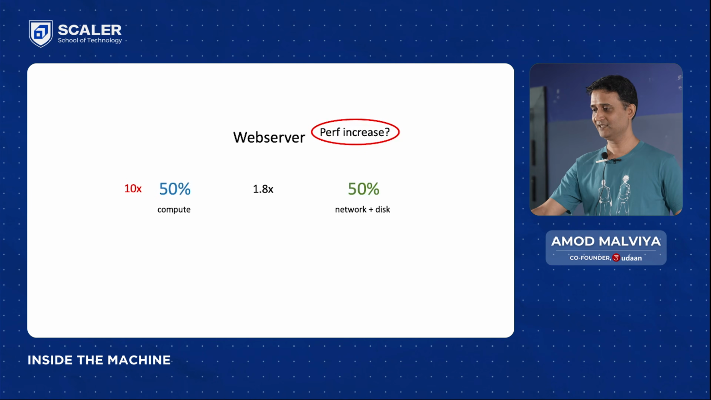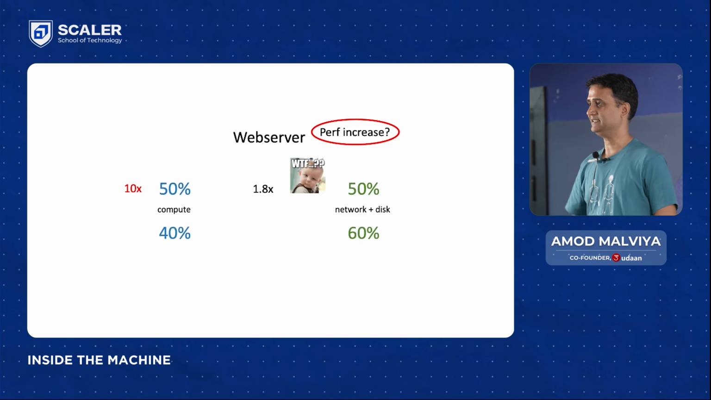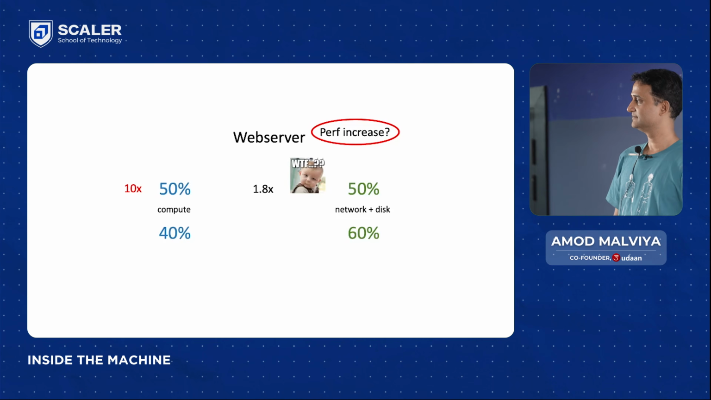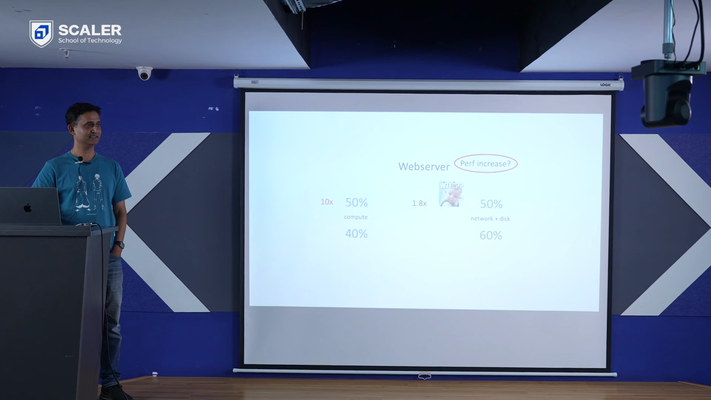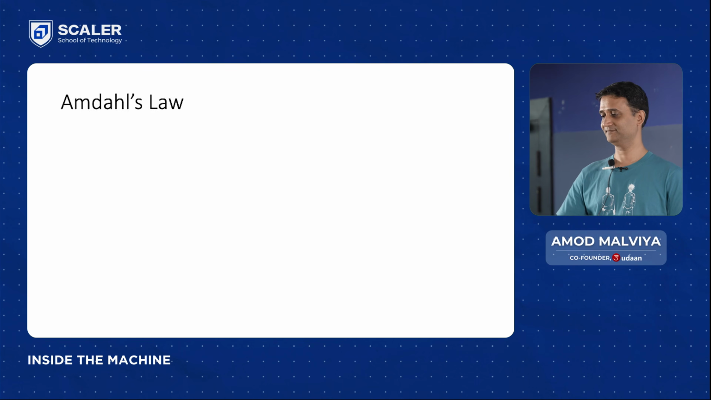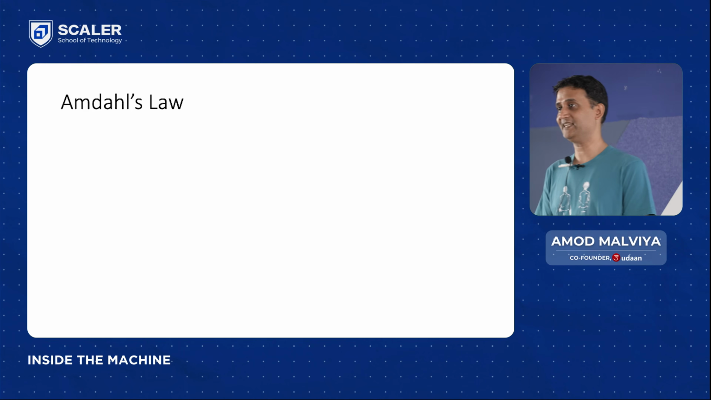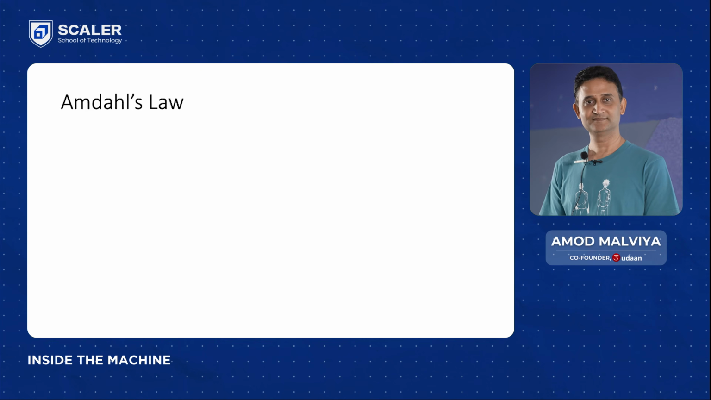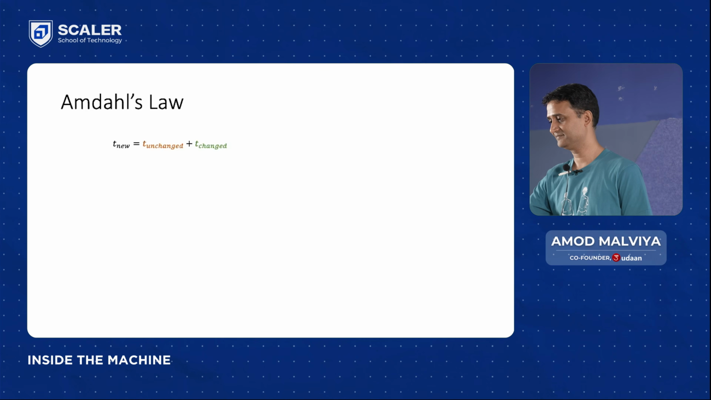Okay. What if the ratio was 40-60? Lesser improvement, right? 1.56x. Clear? Anybody disputing this? Okay. This is what is famously known as Amdahl's law. Okay? It's not very tricky to understand.